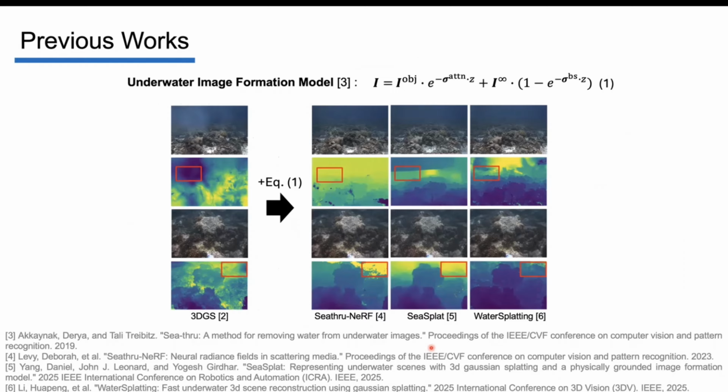To improve underwater reconstruction, recent methods integrate underwater image formation models into neural rendering pipelines using MLPs to model attenuation and depth-aware backscatter effect. This enables physically grounded rendering and leads to better underwater reconstruction results than using in-air-oriented methods such as 3DGS. However, as you can see here, geometric consistency is still a major challenge.